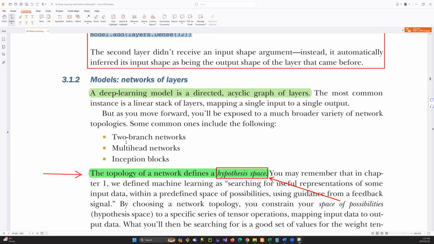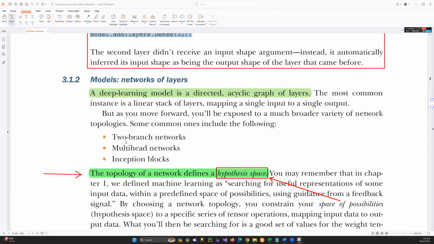A set of rules. The hypothesis space is mostly about the topology of a network. And what is the topology of the network? The number of hidden layers, the number of neurons in each hidden layer. They are going to provide the hypothesis space for you.